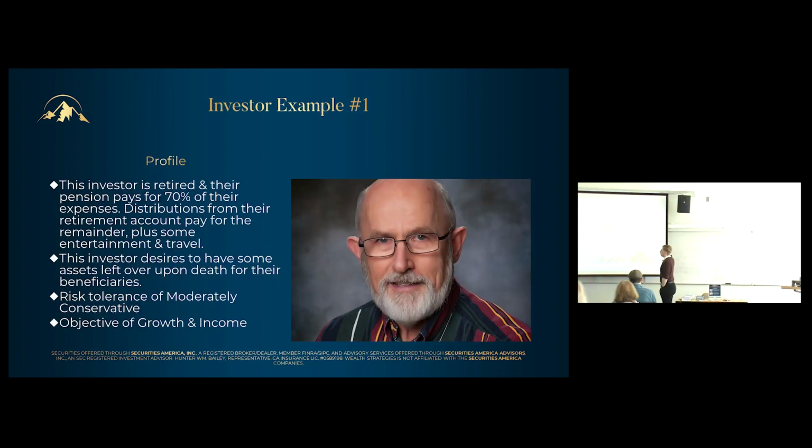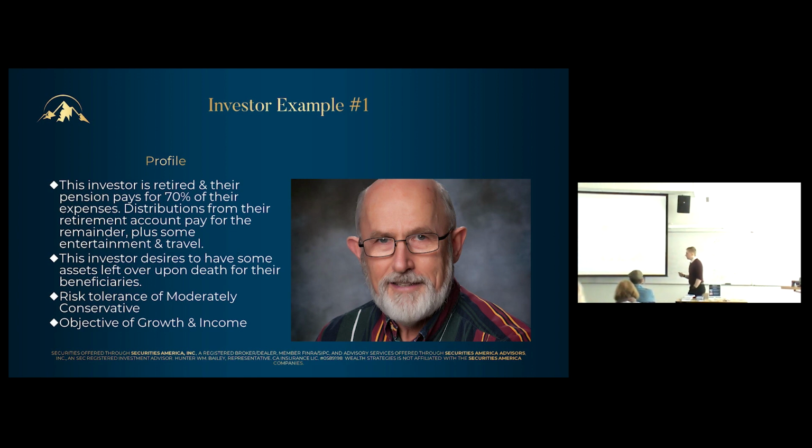So moving on to investor example 1, we're going to start looking at some different avatars and some different people with different objectives that we might be looking for. So this investor is retired. Pension pays for about 70% of their expenses. Most of everything is covered, and distributions from the retirement account pay for the remainder, plus a little bit of entertainment and travel. You know, he's retired. He deserves to have a little bit of fun in his life.